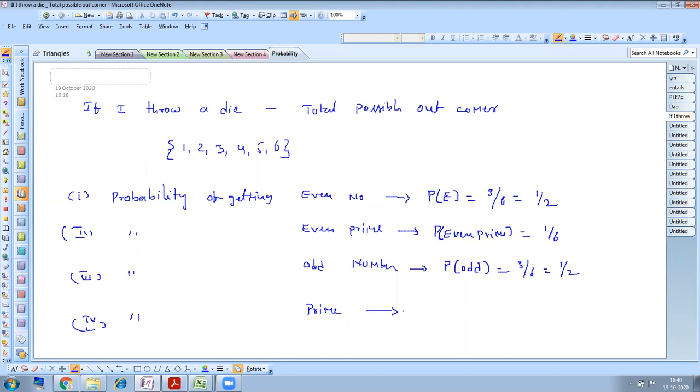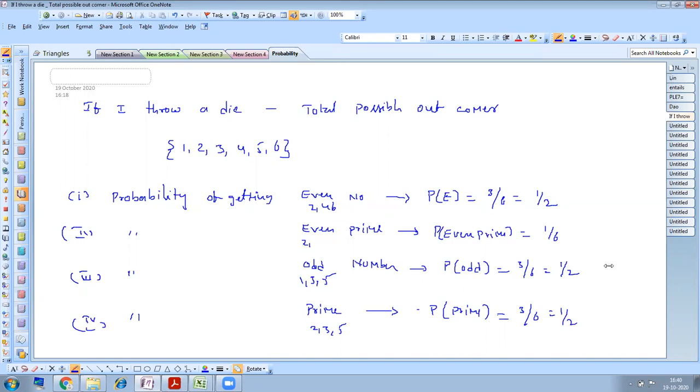Probability of a prime number is 3 by 6, so 1 by 2, because the prime numbers are 2, 3, 5. Odd numbers are 1, 3, 5. Even numbers are 2, 4, 6. Even prime is only 2.